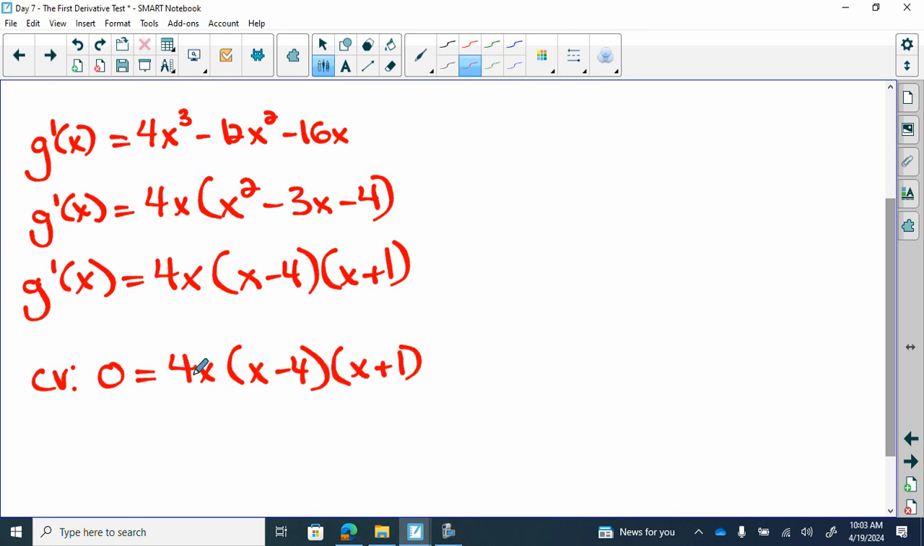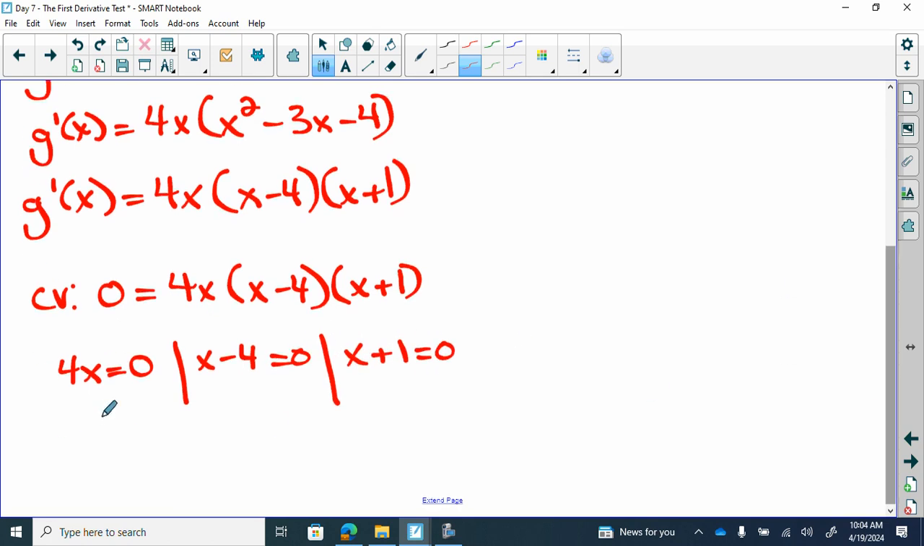and then solve. This is called the zero product principle. The only way I can multiply these three factors together and get an answer of 0 is if one of them happens to be a 0. I don't know which one it is, so I have to take each factor. 4x equals 0, x minus 4 could equal 0, or x plus 1 could equal 0. And when I solve, what do I get here? x equals 0. What about here? What about here? So my critical values are my critical numbers.